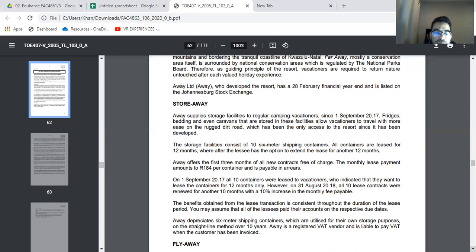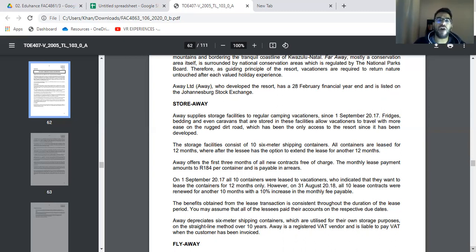So they say Storeaway depreciates 6-meter shipping containers, which are utilized for their own storage purposes, on the straight line method over 10 years. Storeaway is a registered VAT vendor and is liable to pay VAT when the customer has been invoiced. Okay, so just take note of that. That is obviously from Storeaway's point of view, they are the lessor. So this indicates that it's just basically a normal operating lease.